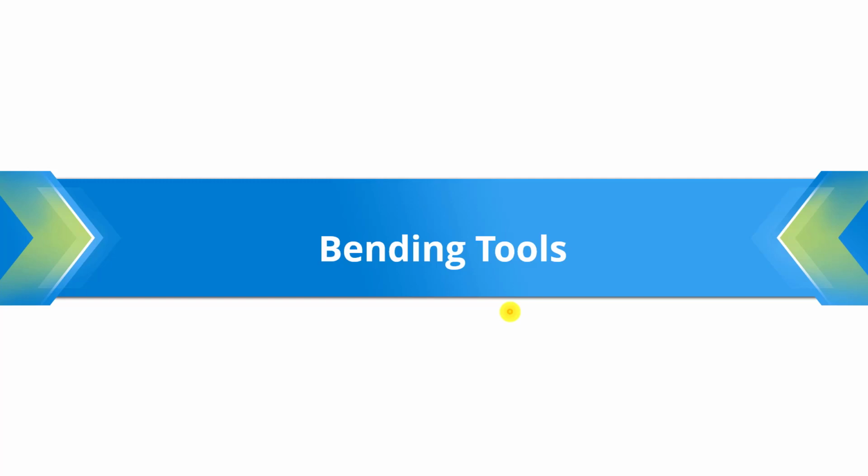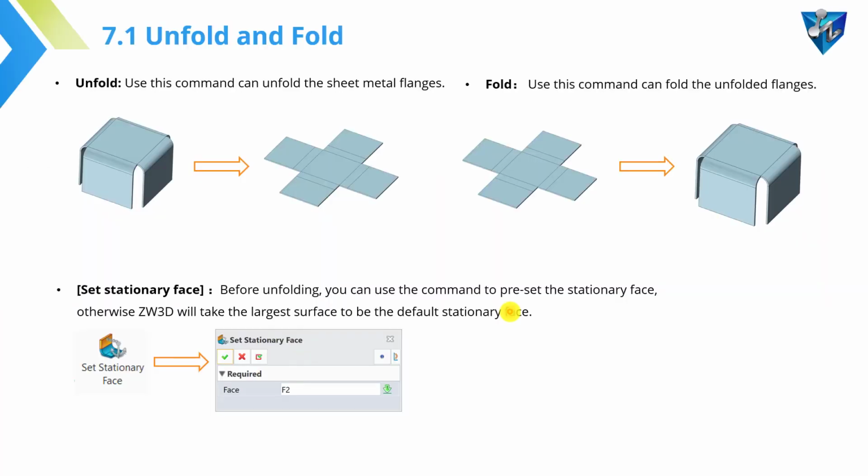Alright, previously we have learned how to create and edit sheet metal. So the next step will be unfolding the sheet metal bend. Now let's check the related tools. First of all, let me introduce the commands unfold and fold. I believe it's relatively easy to understand. That stands for unfold and refold the bends in the sheet metal part.